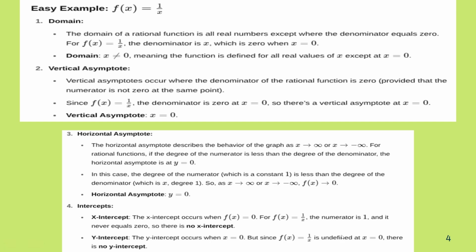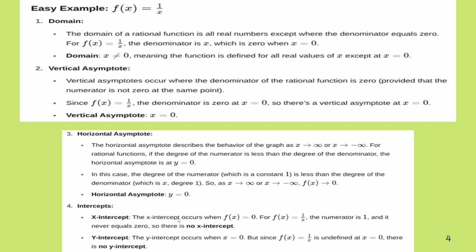The horizontal asymptote describes the behavior of the graph as x goes to infinity or x goes to negative infinity for rational functions. If the degree of the numerator is less than the degree of the denominator, the horizontal asymptote is at y equals 0. In this case, the degree of the numerator, which is a constant 1, is less than the degree of the denominator, which is x, degree 1. So as x goes to infinity or negative infinity, y equals 0.